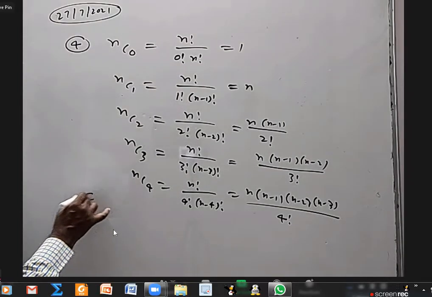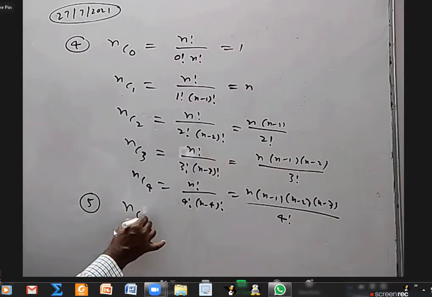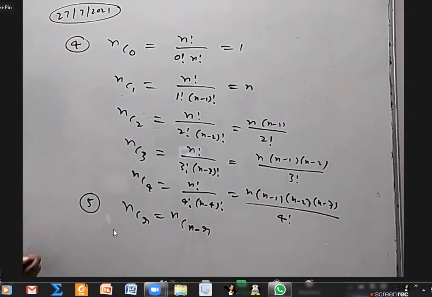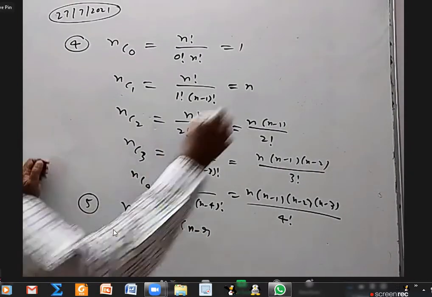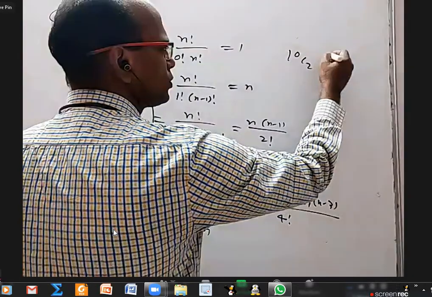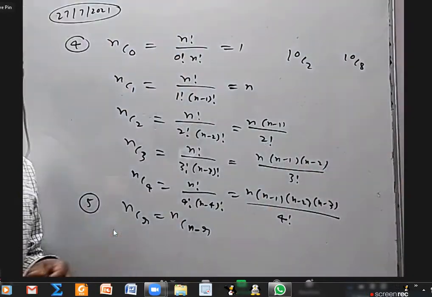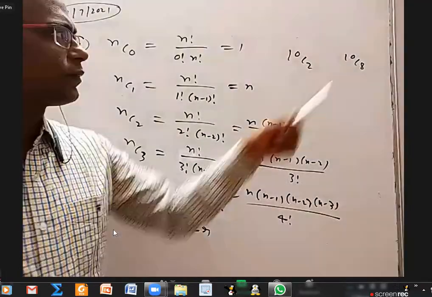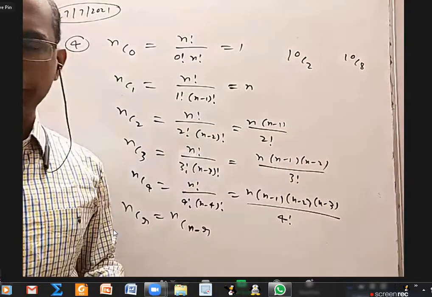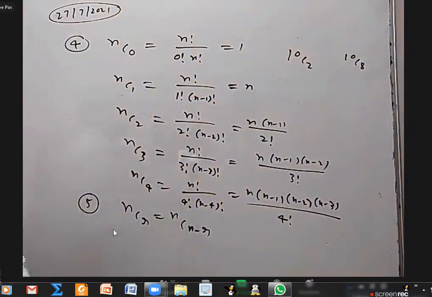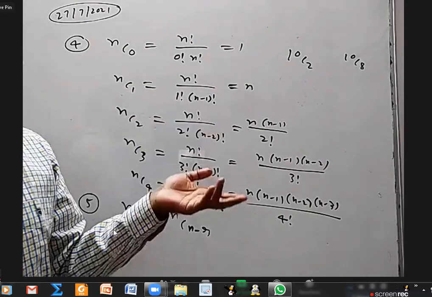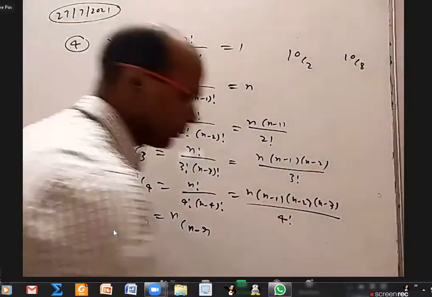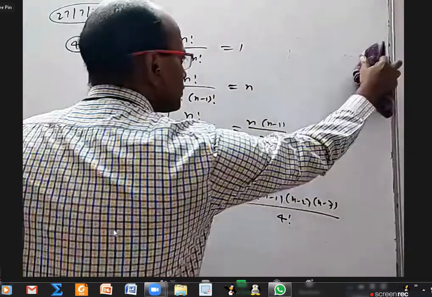Okay. We have one more formula. nCr equal to nC(n minus r). For example, whether I take 10C2 or 10C8, both are same. Why? 10C2 is 10 factorial by 2 factorial into 8 factorial, whereas 10C8 is 10 factorial by 8 factorial into 2 factorial. So the numerator is same, 10 factorial. The denominator one time is 2 factorial into 8 factorial, one time 8 factorial into 2 factorial, both are same.